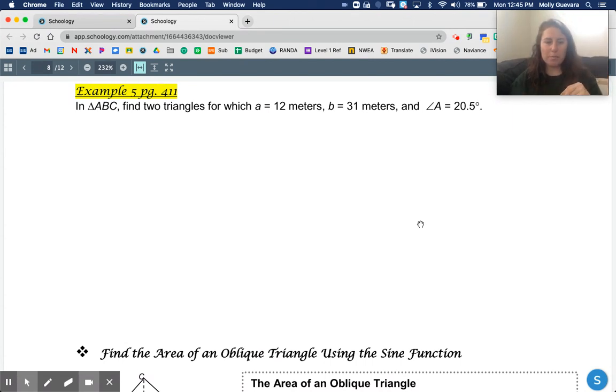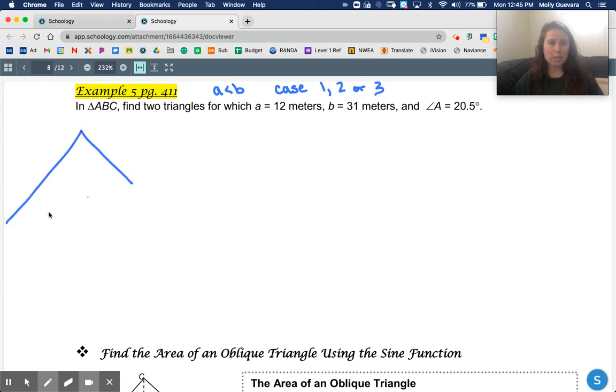Okay, so example 5, it says in triangle ABC, find two triangles for which a is 12, b is 31, and angle A is 20.5. Okay, so angle A is acute, so it's case 1 through 4. And then the side that associates with that angle is smaller than the other side. So a is less than b. So it's going to be either case 1, 2, or 3. We don't know yet.